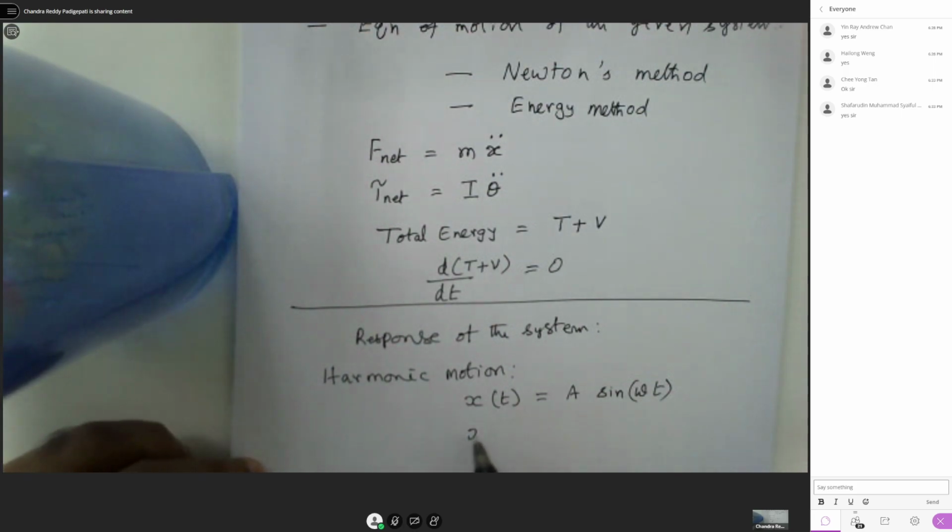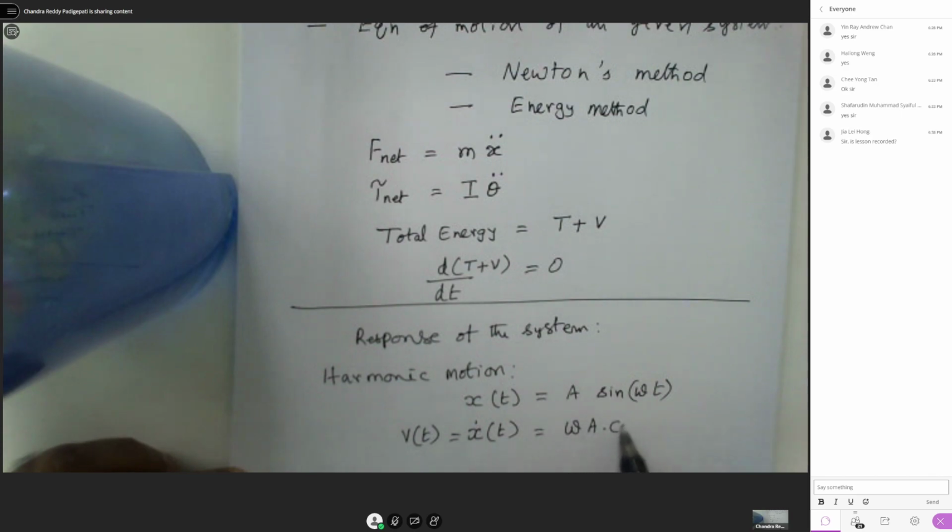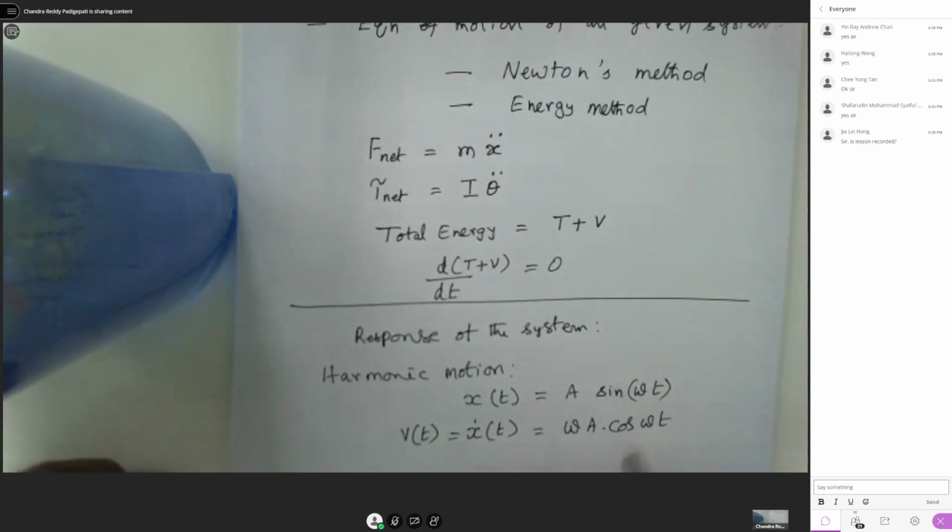So we know the derivative of this is the velocity. The velocity is also a function of time t. We can write the velocity as omega A cos omega t. We can also write this in terms of sine as omega A sine of omega t plus pi by 2, where pi by 2 is the phase. So we can also write it in terms of a sine angle.